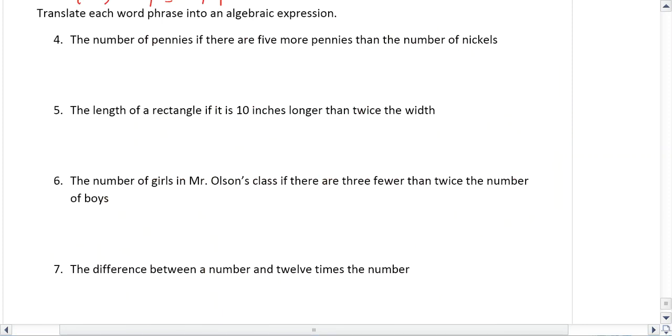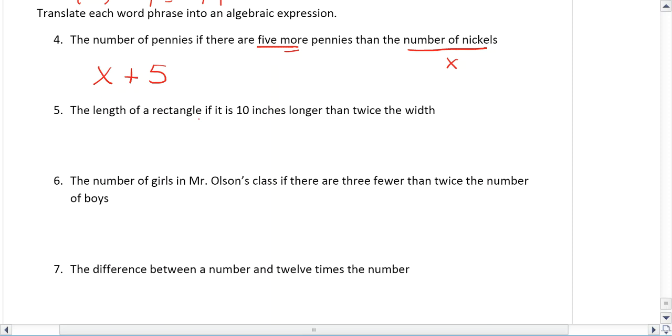Now we are asked to translate these words into an algebraic expression. So reading number 4, the number of pennies if there are 5 more pennies than nickels. What I like to tell you is choose your variable to be the thing that you know nothing about. We know nothing about the number of nickels, so I'm going to call the number of nickels x. More indicates adding. So if there's x nickels, there's 5 more pennies. That would make it x plus 5 for the expression.